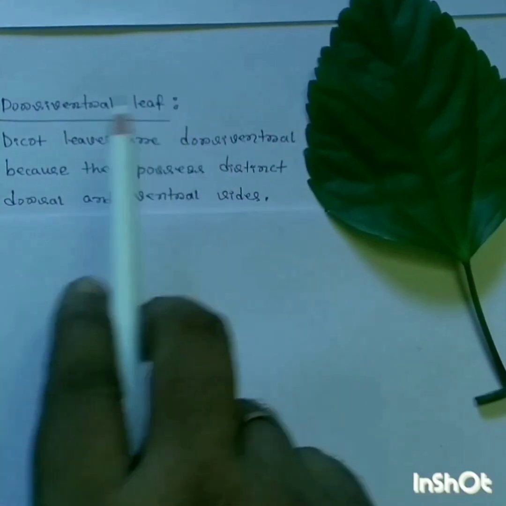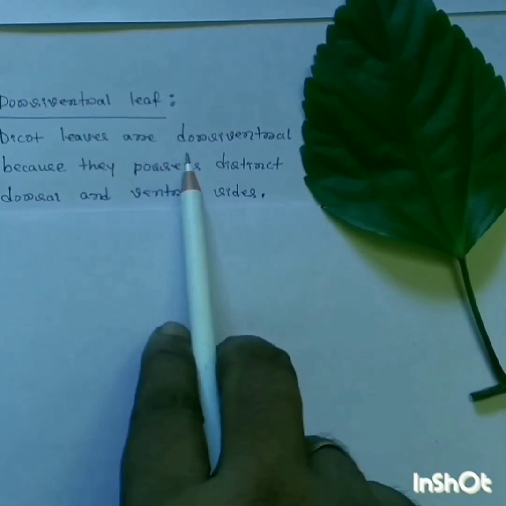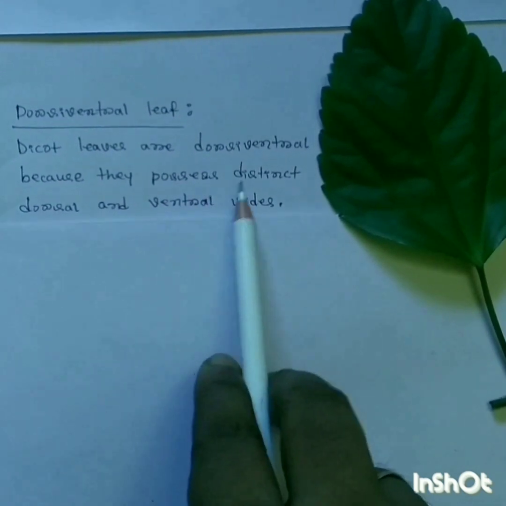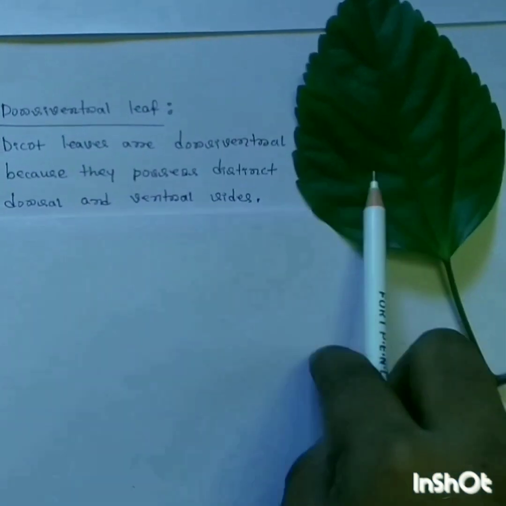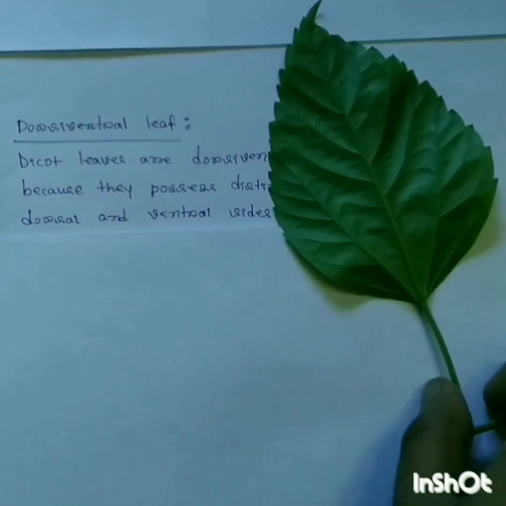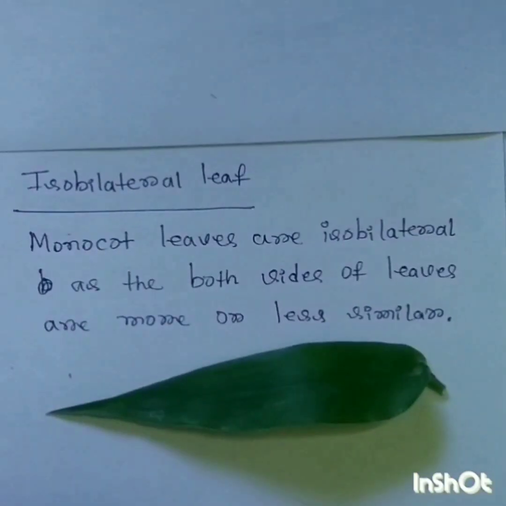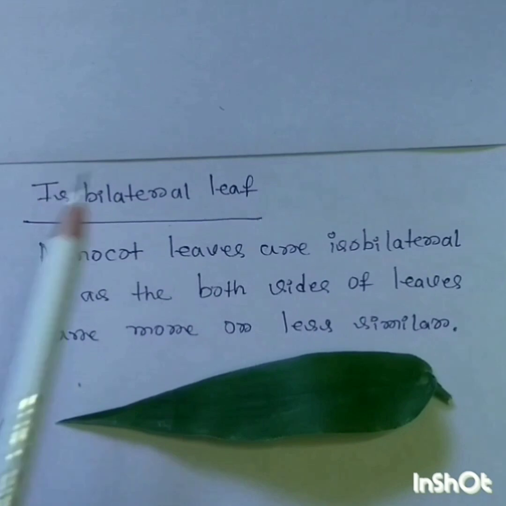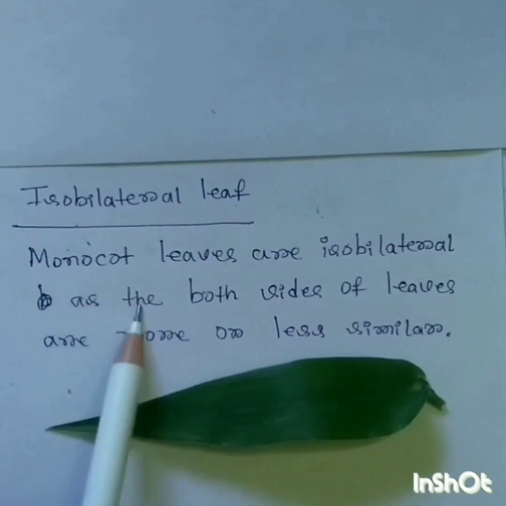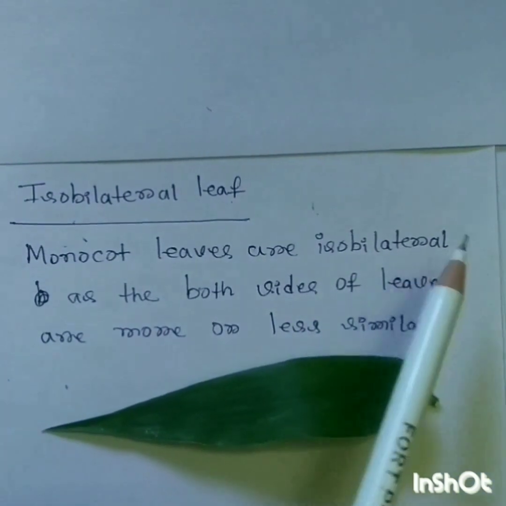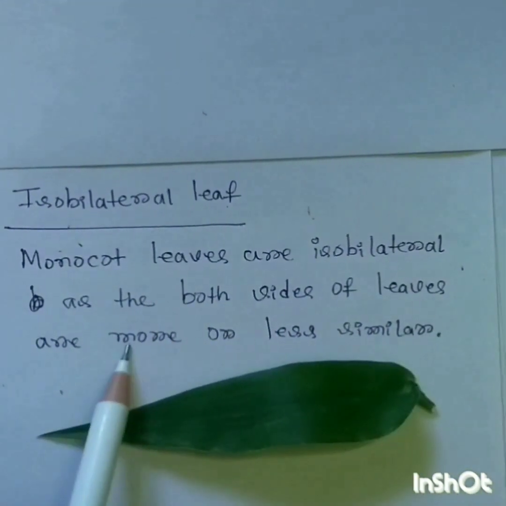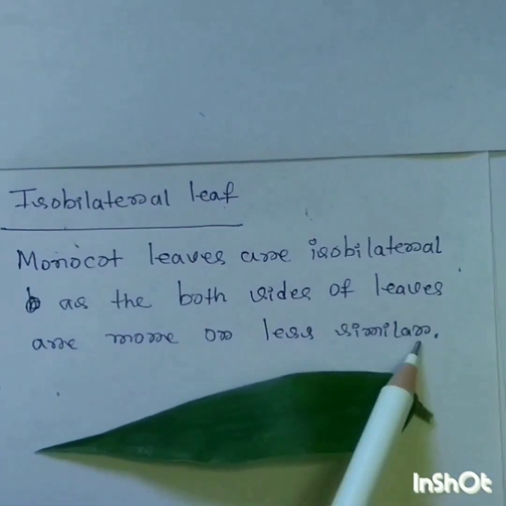Dorsiventral leaf. Dicot leaves are dorsiventral because they possess distinct dorsal and ventral sides. Isobilateral leaf. Monocot leaves are isobilateral, as both sides of the leaves are more or less similar.